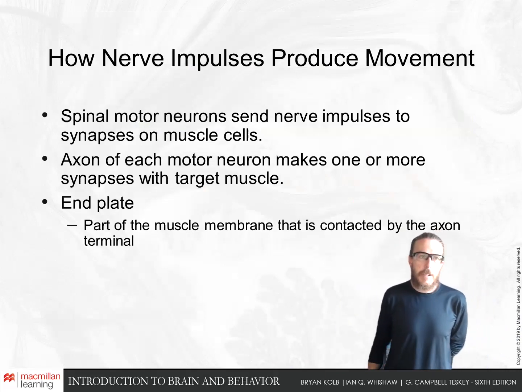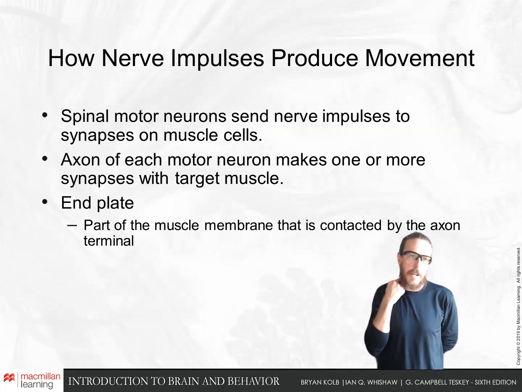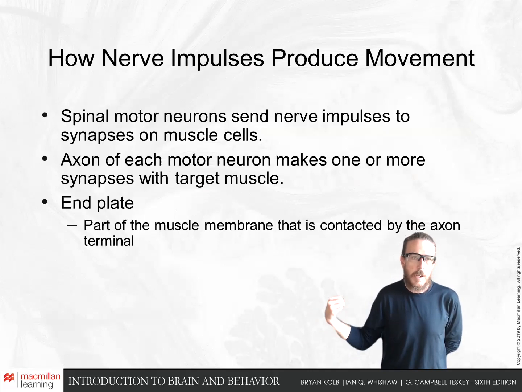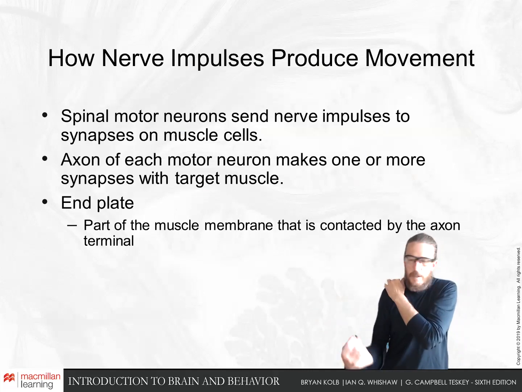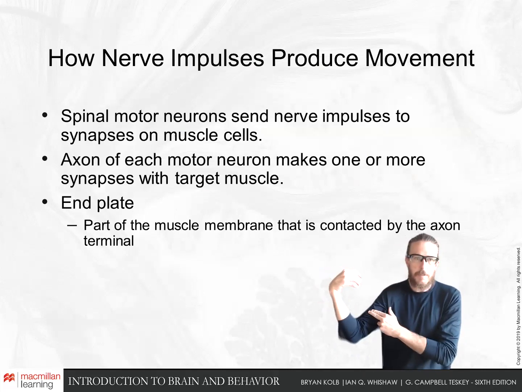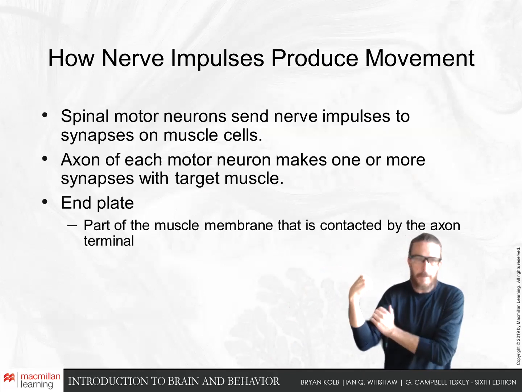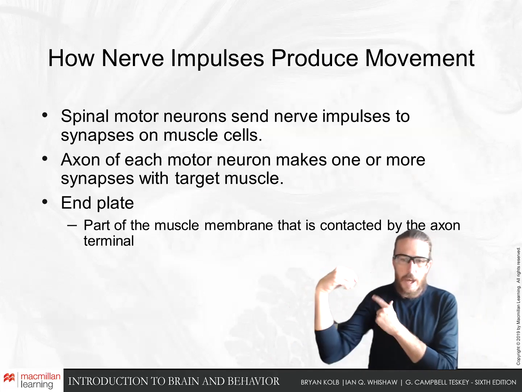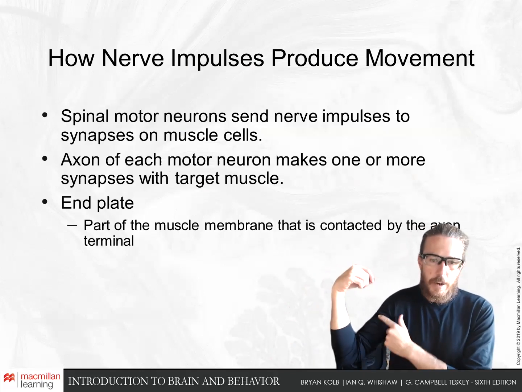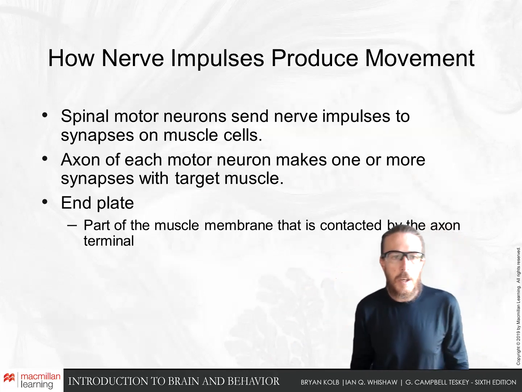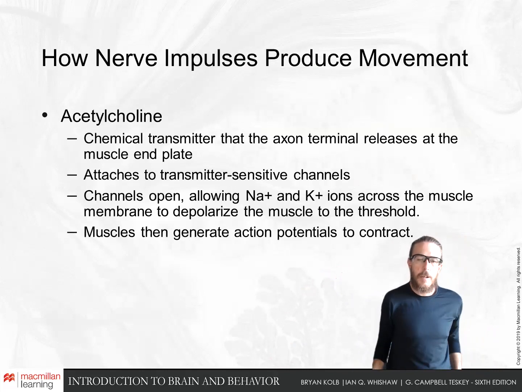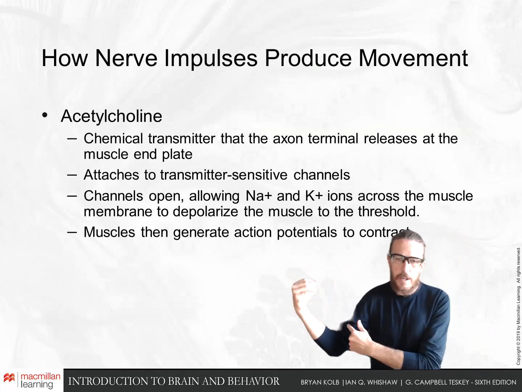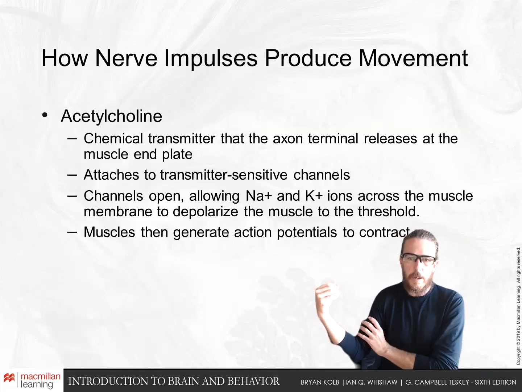On the output side, spinal motor neurons send output to our muscles, and the axons of each motor neuron synapse onto the target muscle. And when the signal gets sent to the muscle, they let the muscle contract. The axon attaches to the muscle at an area called the end plate. So it's part of the muscle membrane that's contacted by the axon. The axon releases a chemical called acetylcholine.